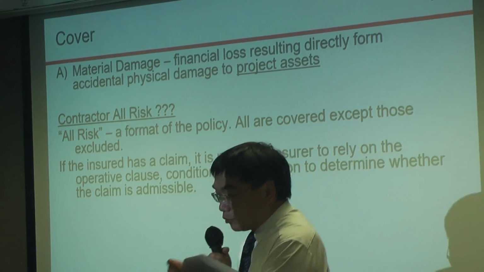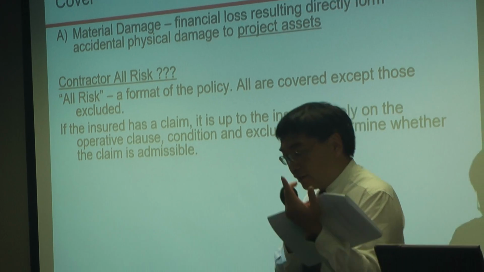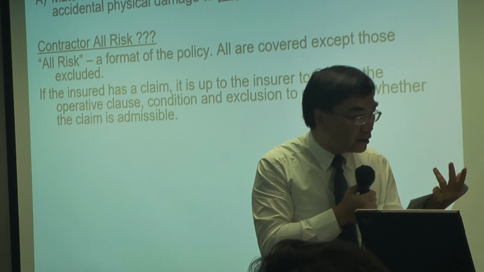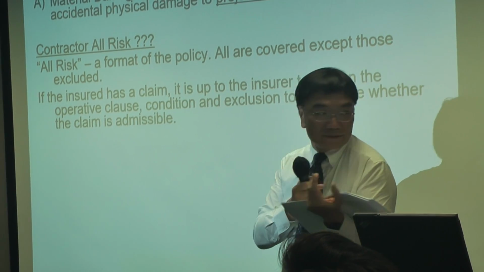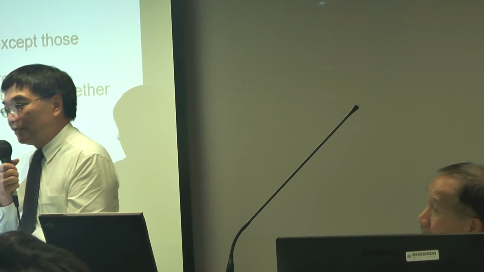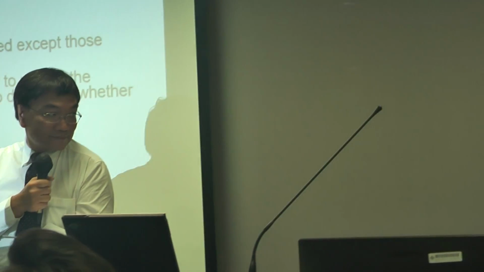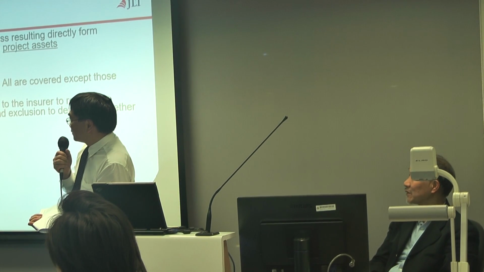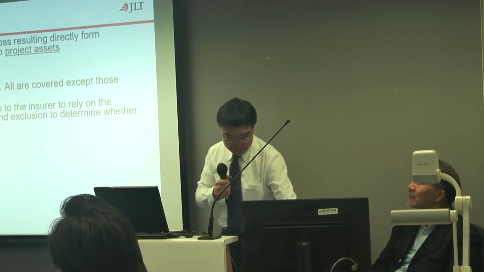But war risk, sometimes riot and civil commotion. What else? Terrorism. Yes, terrorism is excluded. Data reading failure, what we call the Y2K exclusion. Even though this is physical accidental damage, the insurer will say we are not going to pay this because we don't understand what it's all about. Data reading failure.